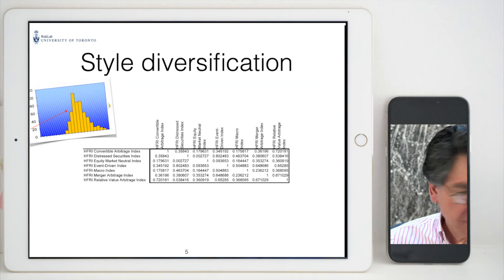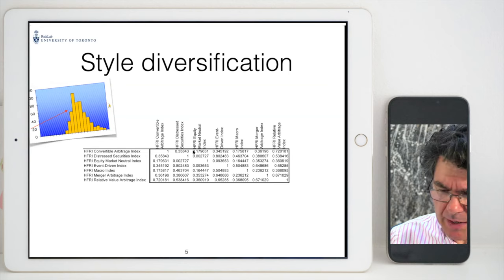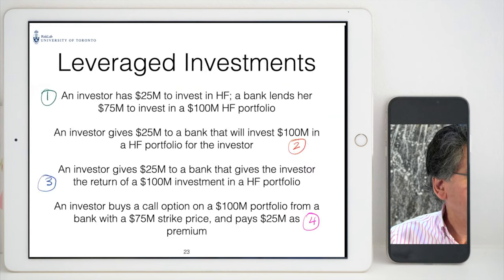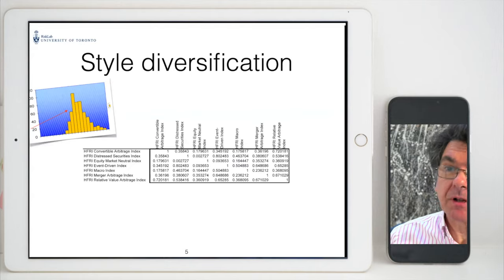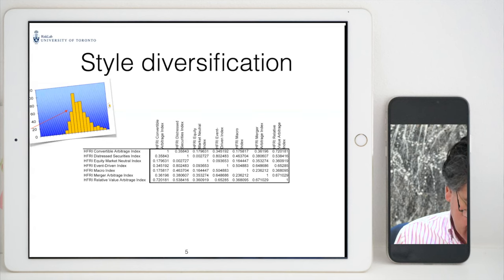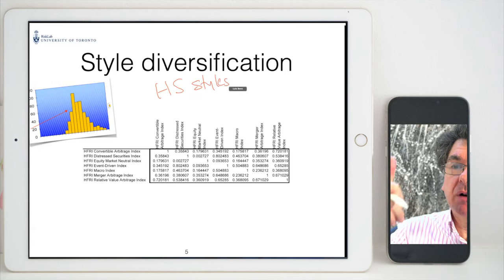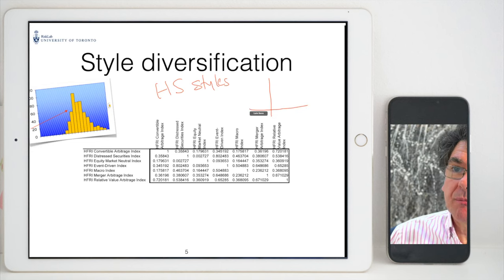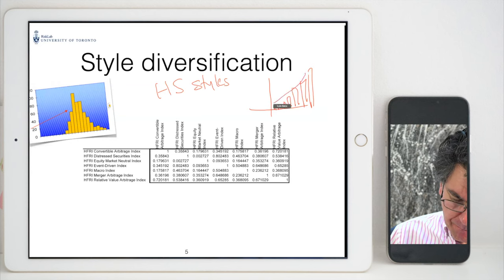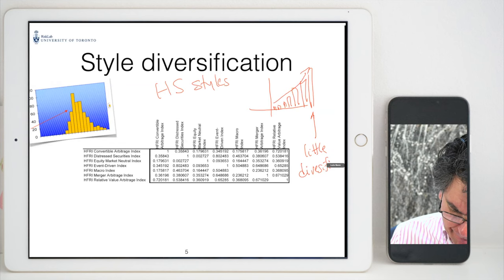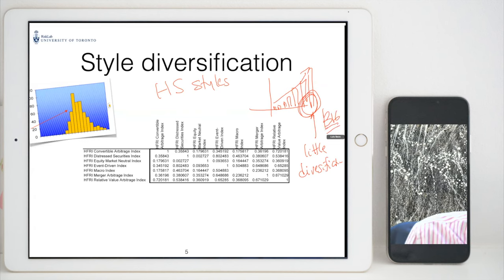Let me see if I can remind you. I think we already saw it. No, I don't have it here. I think it's in a different presentation. But if I was going to do the same with Hang Seng styles, remember there was pharma, then I typically will get a correlation histogram which is like that. What does that mean? That means there is little diversification. Because this is a big correlation area, whereas this is the small correlation area.